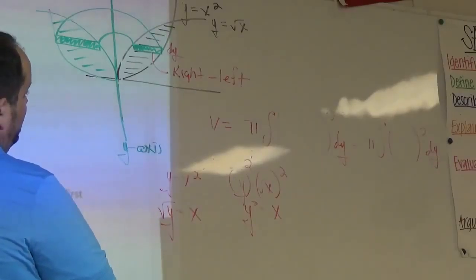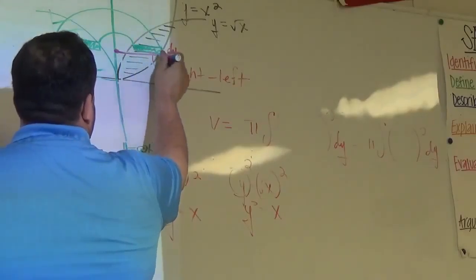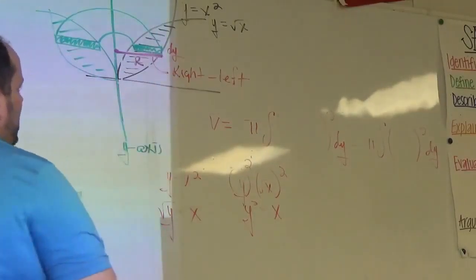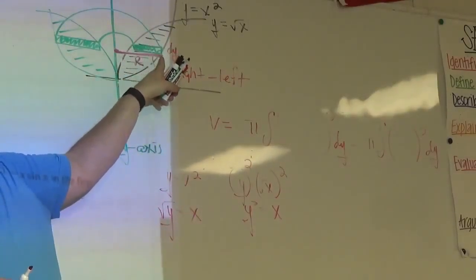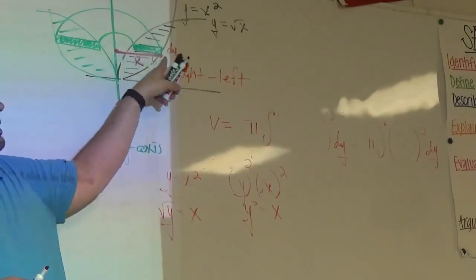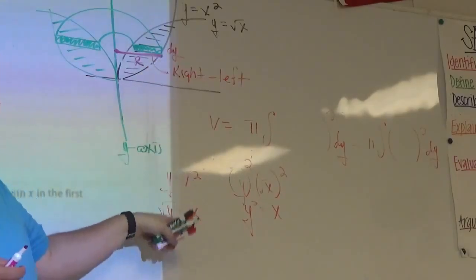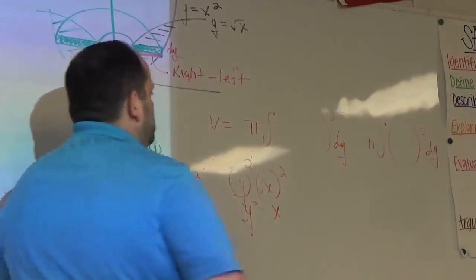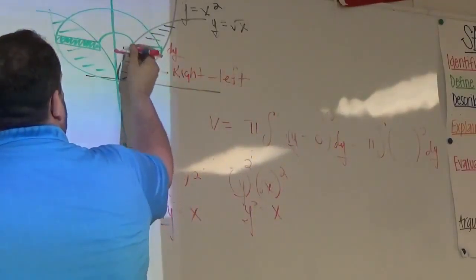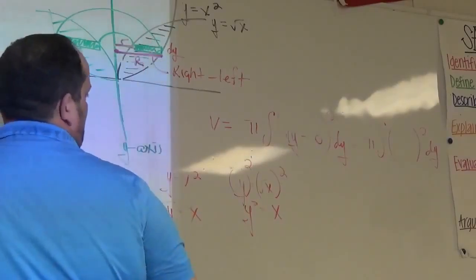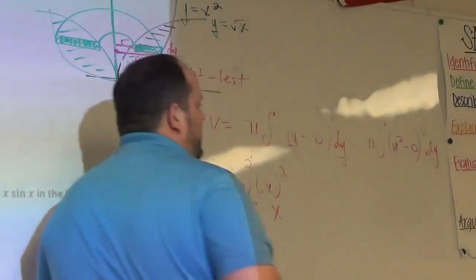I want to know what big R is. Big R, you go from your axis all the way out to this curve. How long is big R? From here to the outside curve. The outside curve is y equals x squared, but I've got to be careful. I've got to use this version. So I'm going to say it's the square root of y minus 0, squared. Then I've got to look at the small r, that's this inside guy here. And that goes from y squared minus 0, the whole thing gets squared.